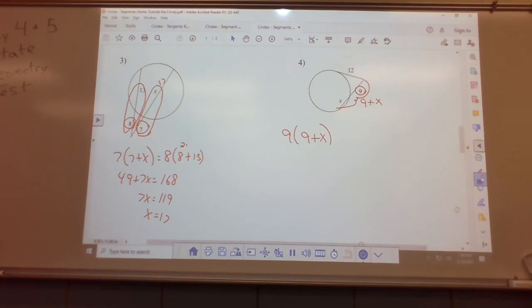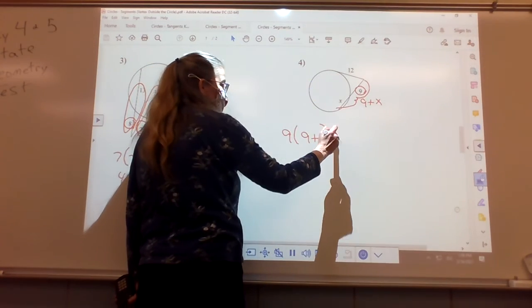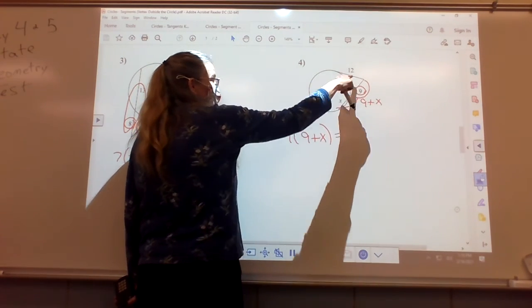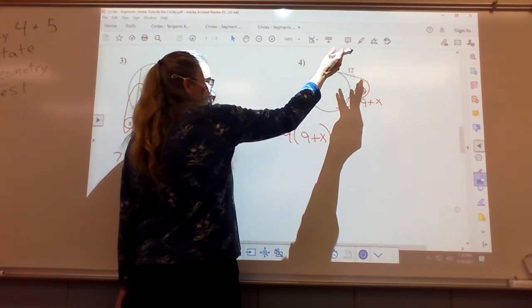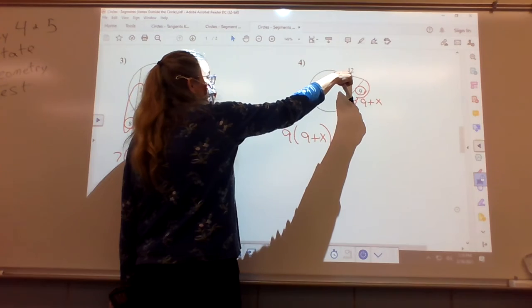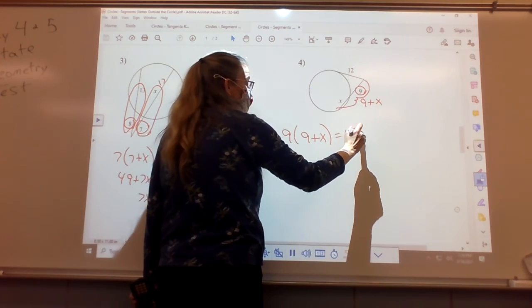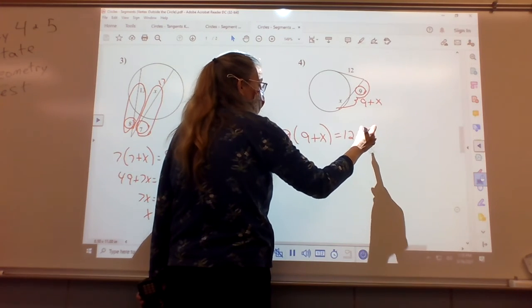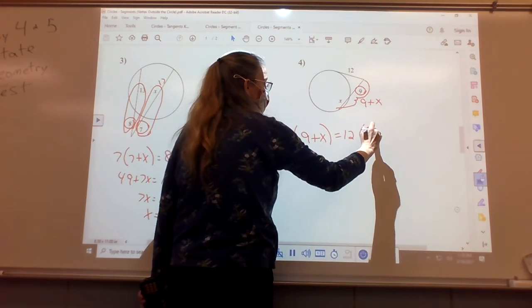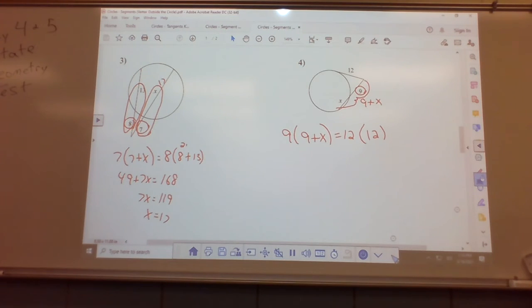Now the other side, it's still the same formula, but outside's 12. Outside plus, there's no inside because it didn't go inside. It just kind of stopped. So because there's no inside, it's just going to be another 12. So it's 12 times 12, 144. That's another 144. Oh my god. Like I said, I like 144s on this one.